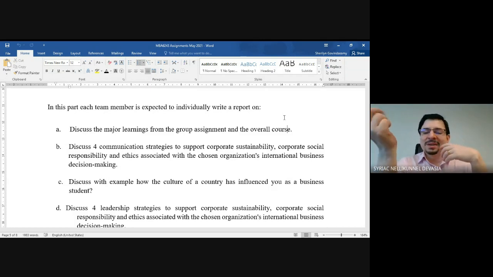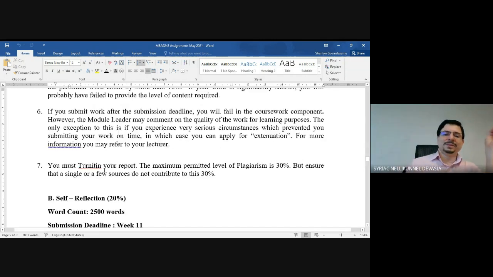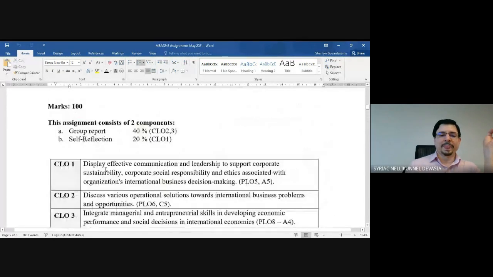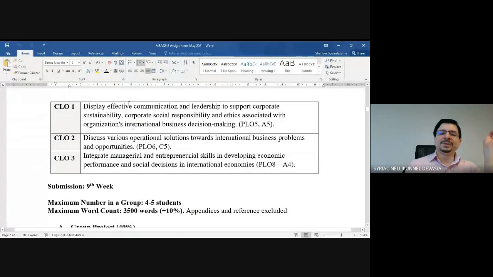And then what did you learn from the overall course? For the overall course, you look at the learning outcomes. There are 3 major learning outcomes, so those you can refer to. These are the learning outcomes. I'll show you. So these are the learning outcomes.